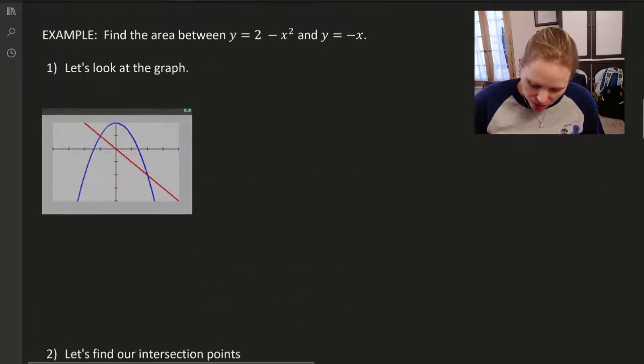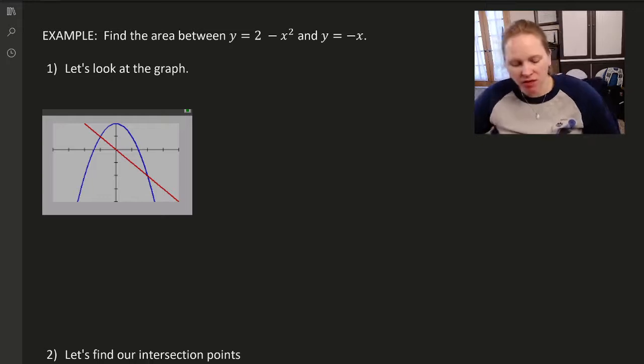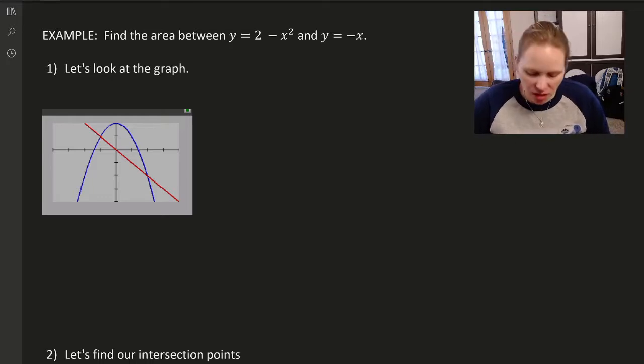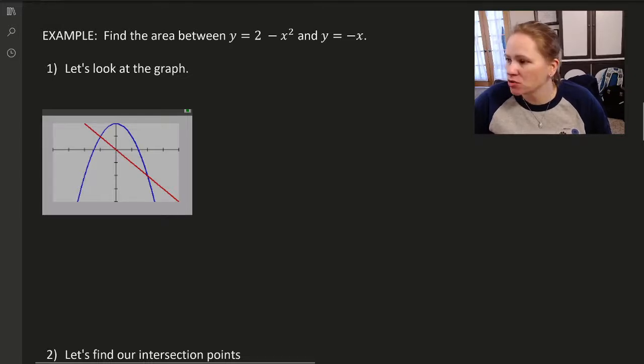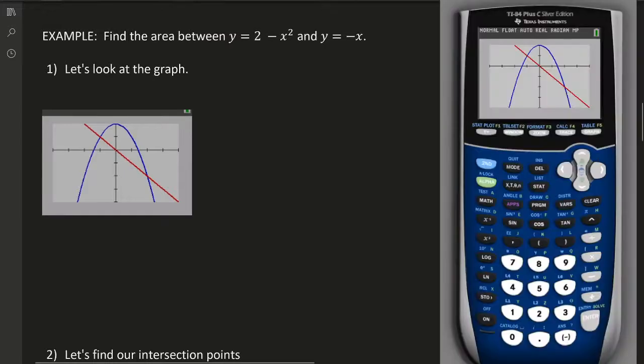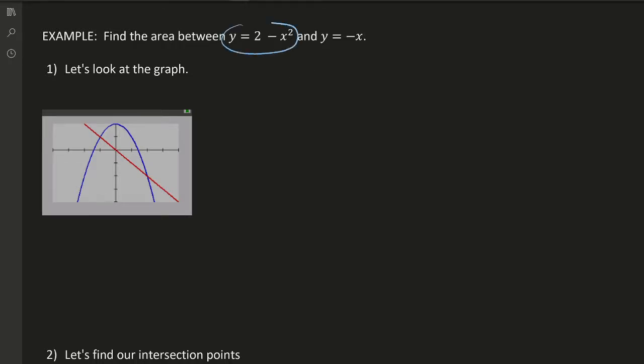But first, let's take a look at another graph. And so we have the area between these two functions, and here's what the graph looks like. I'm going to make sure that I have these put into y1 and y2 on my graphing calculator. And here is what it looks like on my graphing calculator. I've put everything in, and I'm just going to make a note real quick. I labeled this y1, it's my blue curve, and this one is y2, it's the red curve, it's the line.